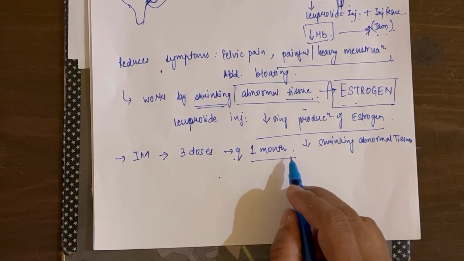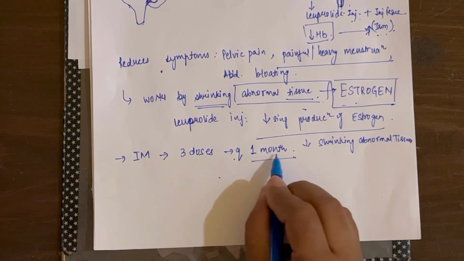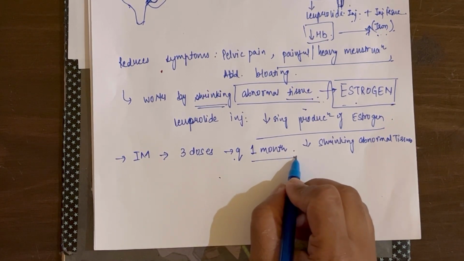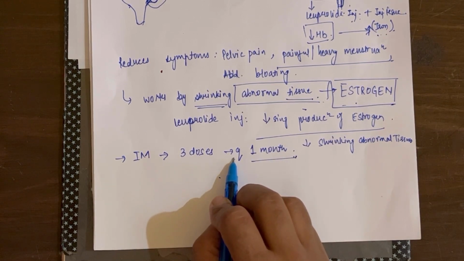And it releases the dose into the body within 1 month of its administration. So mainly 1 month apart, 3 doses of the injection are given.